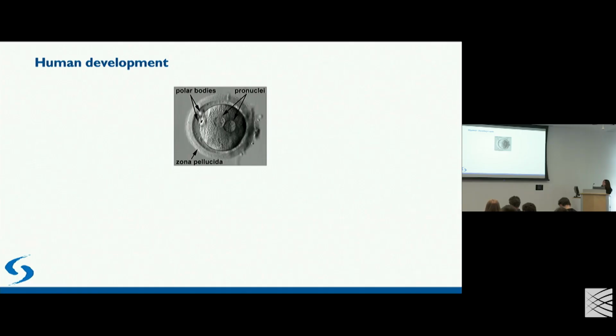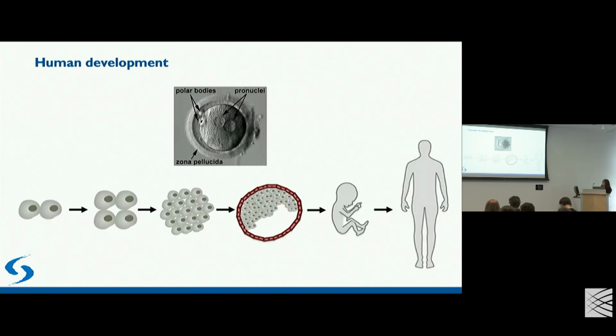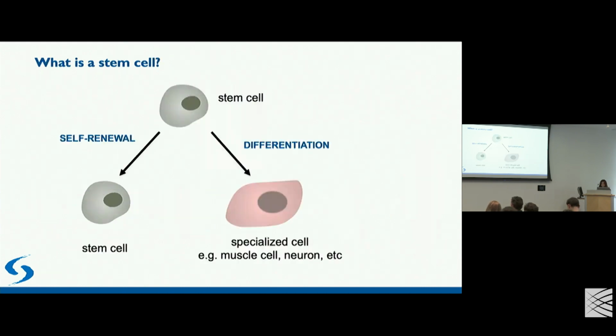So human development starts with a single cell, the fertilized egg, which then divides and gives rise to two daughter cells, which then divide again, and so on, until a blastocyst is formed and eventually a fetus. So there are many steps that are needed to form an adult body and even a baby. And along the way, many different types of cells need to be made.